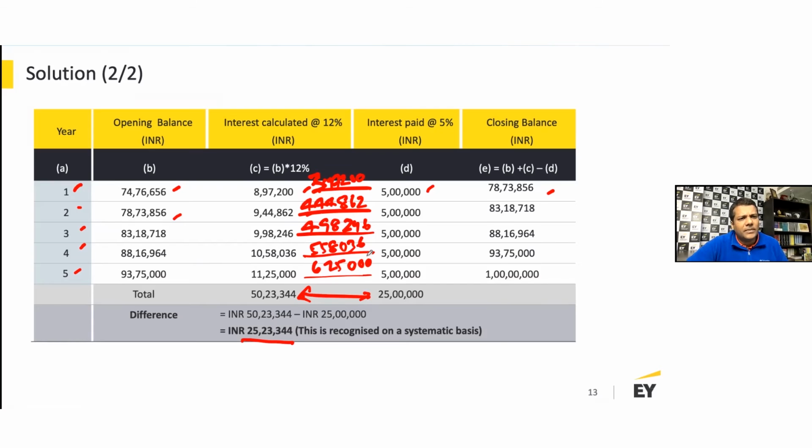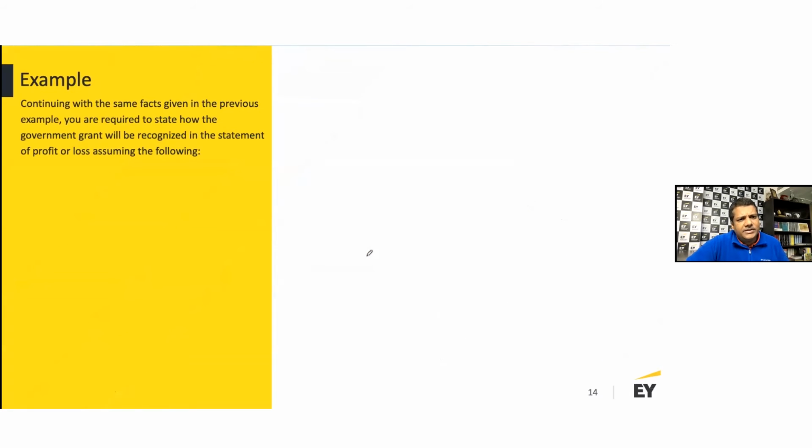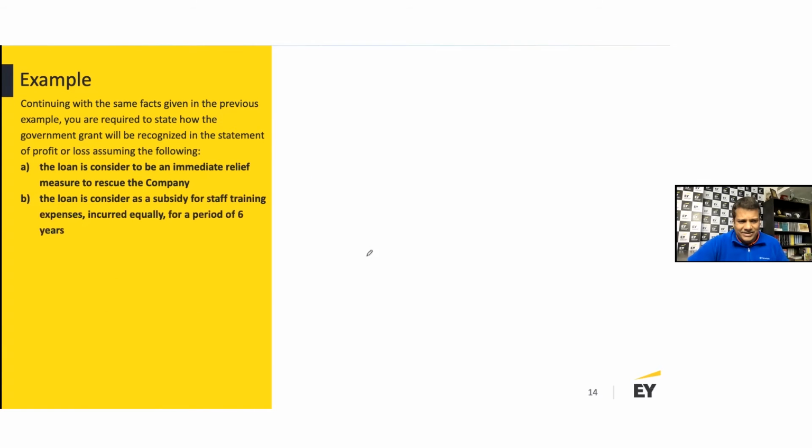Okay. Now let's further extend this example. With the same facts given in the previous example, you're required to now state how the government grant will be recognized in the statement of profit or loss, assuming the following. Okay. The loan is considered to be an immediate relief measure to rescue the company. That means there are no conditions. The loan is considered a subsidy for staff training expenses incurred equally over a period of 6 years. The loan is for financing a depreciable asset.